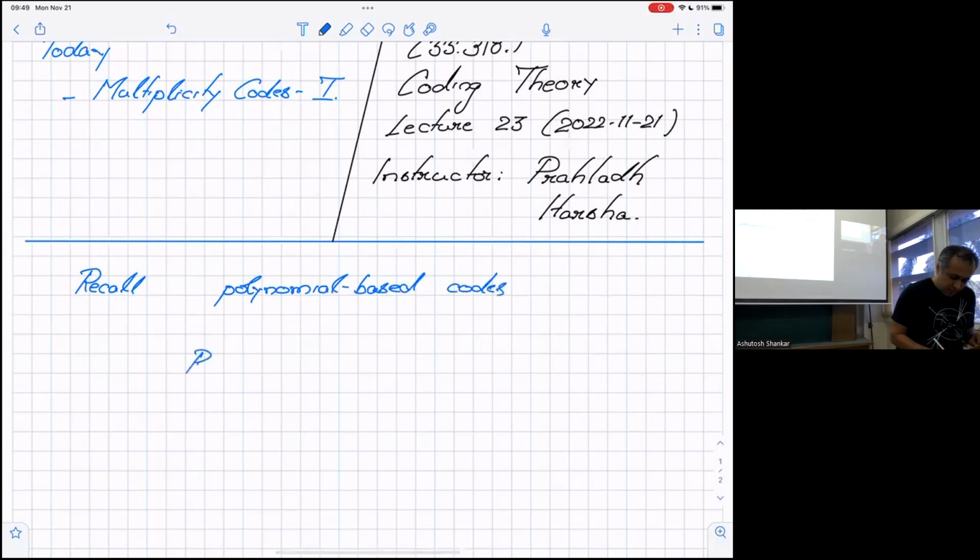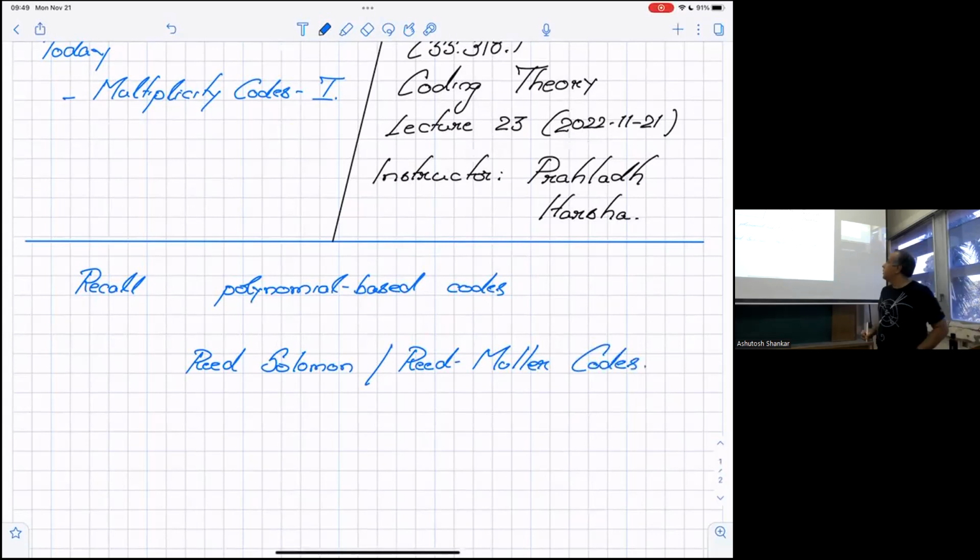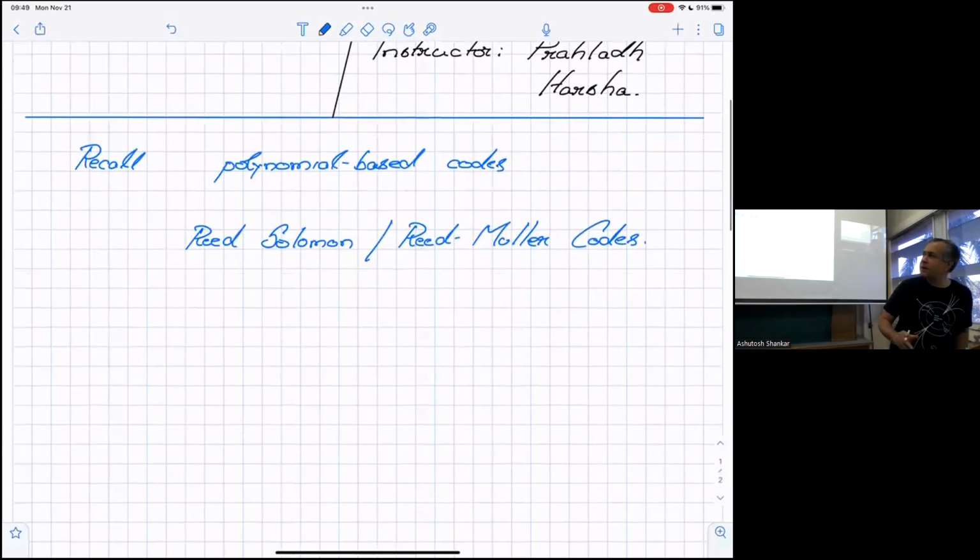We had Reed-Solomon codes and its multivariate analog, which was the Reed-Muller codes. And in both these, how did it work? Let's recall how the encoding went. We interpreted the message, which was some symbols from a field, as giving the coefficients of a polynomial.